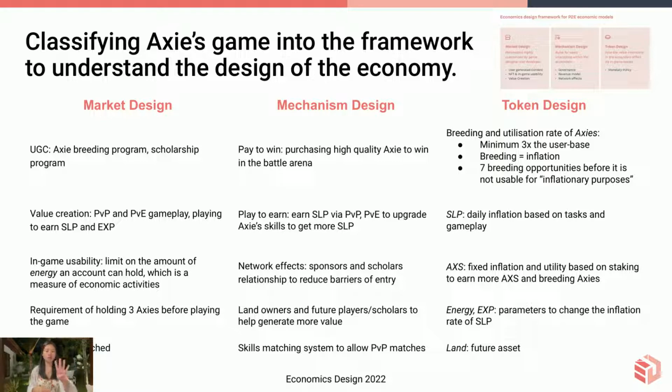There are 4 key tokens that I would say. Again, tokens do not only mean things that are tradable, tokens can just mean the asset. With SLP, this is daily inflation based on tasks and gameplay. It's an in-game currency. We have AXS, this is our governance token. Fixed inflation and utility based on staking to earn more AXS, and you can spend AXS to breed your Axies. We have energy or EXP. These are parameters that you can change to affect the inflation rate of SLPs. These are not tradable. And lastly, you have land. This is an NFT. It's an asset that will increasingly come into the space to allow for trade and to allow for value creation.